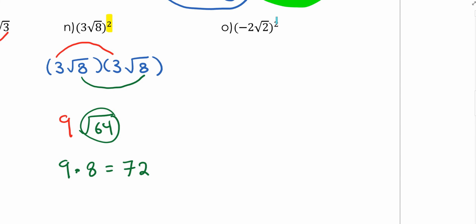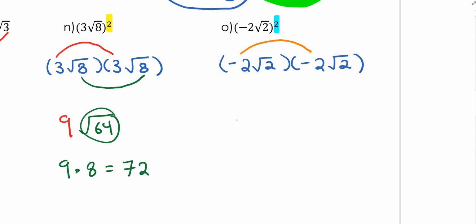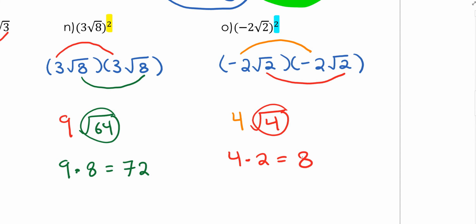And if we move on to letter O, there's a power 2 there, so this will be negative 2 root 2 times negative 2 root 2. And once again, let's do outside with outside. So negative 2 times negative 2 is going to be 4. And root 2 times root 2, well, that's going to be the square root of 4. And the square root of 4 is going to be 2, so 2 times 2 is going to be 8. So 4 times 2 is 8 for the final answer there.